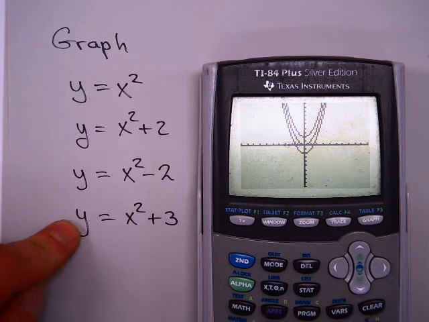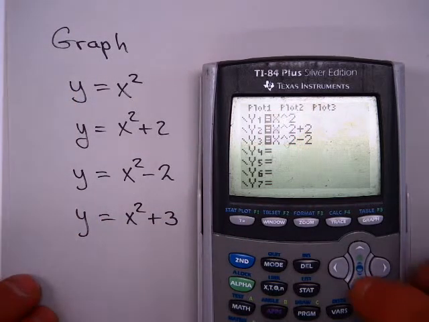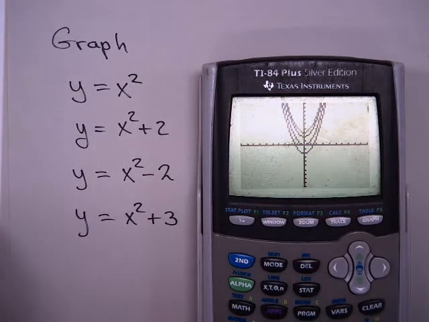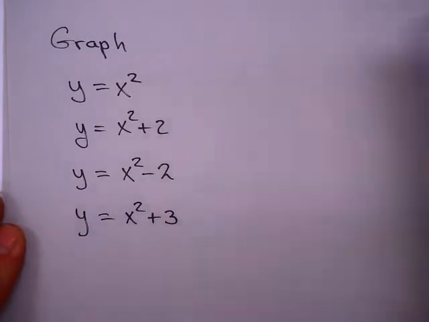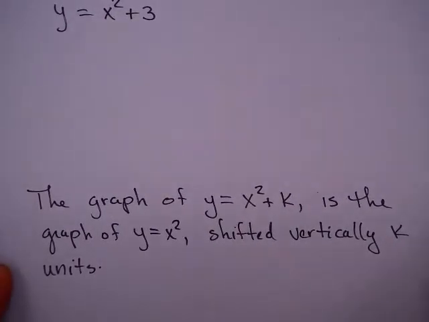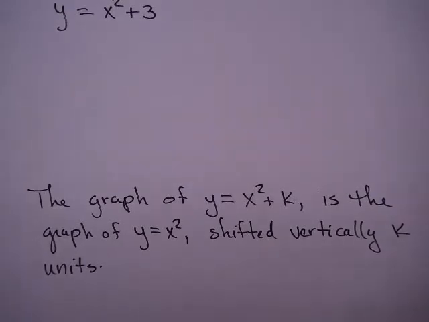So what would you think the graph of x squared plus 3 would be? If you think about it, it should be the graph of x squared, but shifted up 3 units. Let's check that. I'll do x squared plus 3, like this. When I graph that, you'll see that last one is just the same as x squared, except it's shifted up 3 units. You can summarize this with the following statement. The graph of y equals x squared plus k is the graph of y equals x squared, shifted vertically k units. Of course, if k is positive, that's a vertical shift up. If k is negative, that's a vertical shift down.